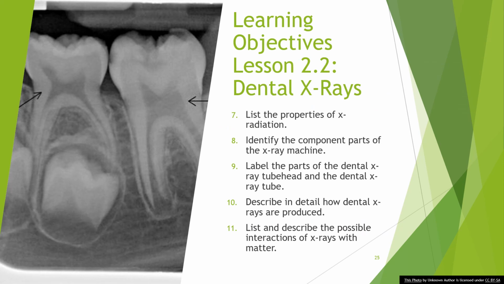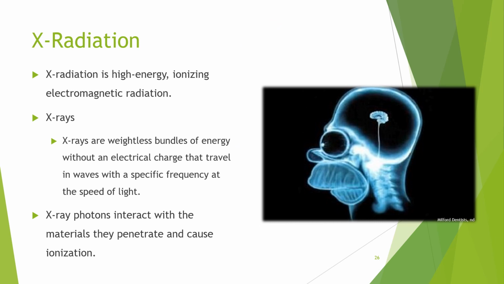Okay, so now we're going into this next section of the chapter, and the learning objectives for this second portion will be to list the properties of X radiation, to identify the component parts of the X-ray machine, to label the parts of the dental X-ray tube head and the dental X-ray tube, to describe in detail how dental X-rays are produced, and to list and describe the possible interactions of X-rays with matter. I think this picture is so funny.